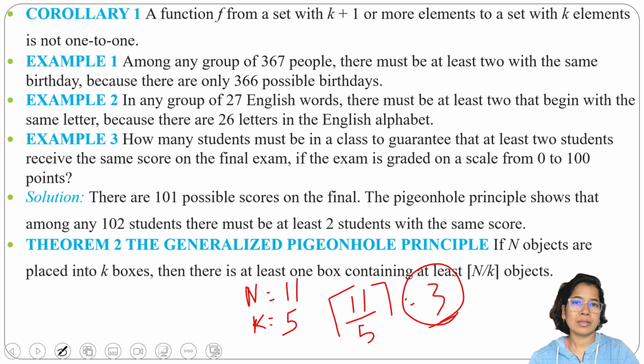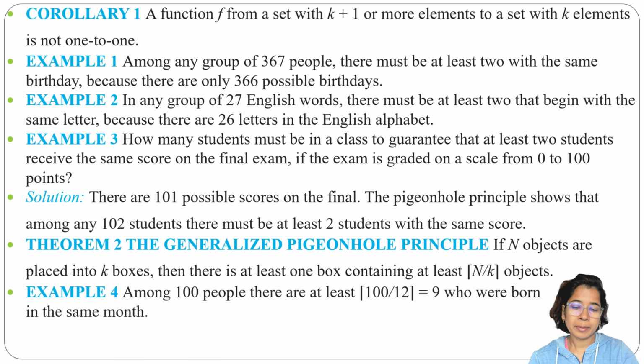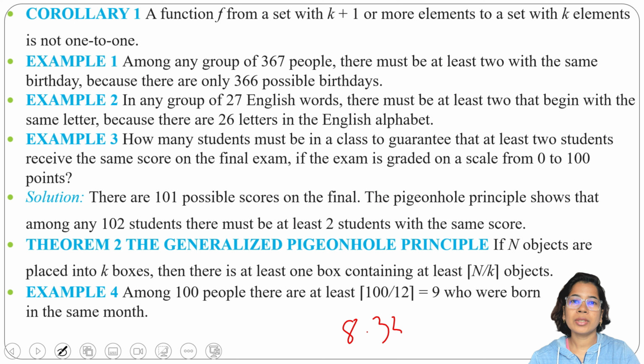Till now we just considered one box, but here there can be multiple. Okay. So one box contains at least the ceiling of n divided by k objects. Now see one example. Among 100 people, there are at least the ceiling of 100 divided by 12 who were born in the same month. 100 divided by 12, what will it be? 8.33. So 8.33, its upper bound, is 9. There are a total of 12 months and we have 100 people. So how many people's birthdays can come in the same month? Suppose we divide equally, then every month 8 people's birthdays can come. There will be at least 1 month where 9 people's birthdays come.